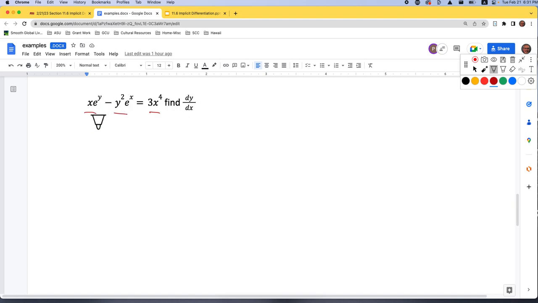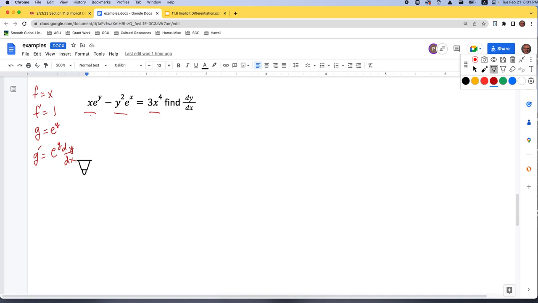Okay. Well, let's just go from left to right. So we've got x e to the y. If you spell it out, the first function is x. So what's the derivative of the first function? 1. The second function is e to the y. And what's the derivative of the second function? It's e to the y with the marker, dy dx.